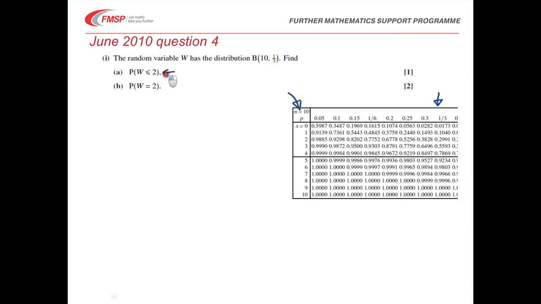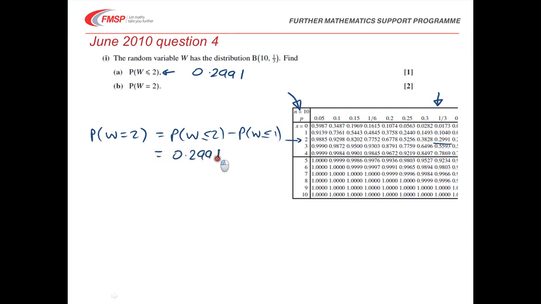Now these are cumulative, so this value literally can just be looked up in the table. We look up 2 and it gives me the value straight away, so that's 0.2991. Now for part B, I'm going to show you two ways of doing this. So you can either use the tables by recognizing that the probability of getting a 2 is the same as less than or equal to 2 minus less than or equal to 1. So we could use the fact that it's going to be 0.2991 minus 0.1040, and that's going to give you a value of 0.195.